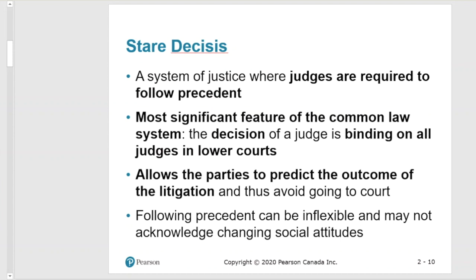Okay? I will touch upon this stare decisis again when we discuss the court system in Canada because there are some more details when we talk about provincial courts and decisions from the highest court in the country, which is the Supreme Court. But for now, let's just keep in mind that stare decisis, one of the main characteristics of the common law system, says that judges in the lower courts are required to follow decisions from higher courts.